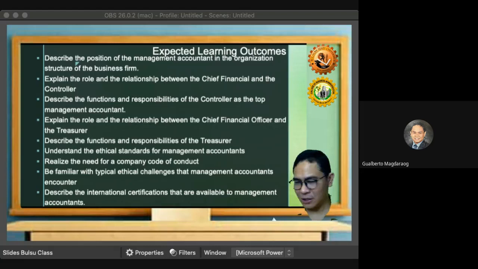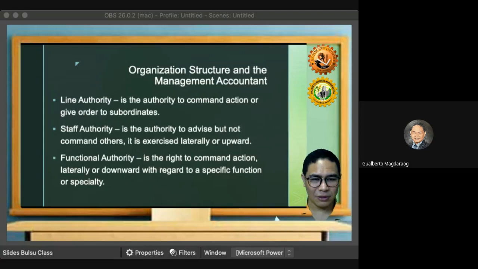Describe international certifications for management accountants. Actually, kahit hindi graduate ng BS Management Accounting, these certifications is also available for you. Like if you finish BSA or BSAIS, merong mga certifications na available for you. Okay, so let's go first to the organizational structure.